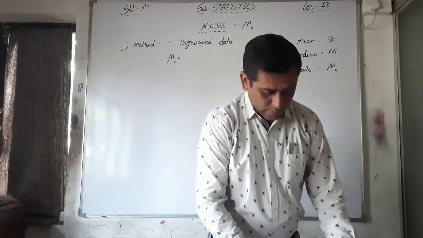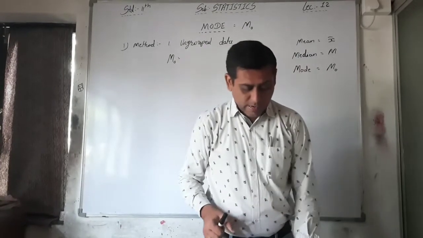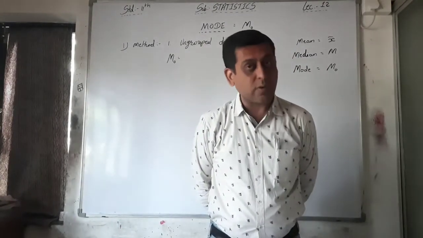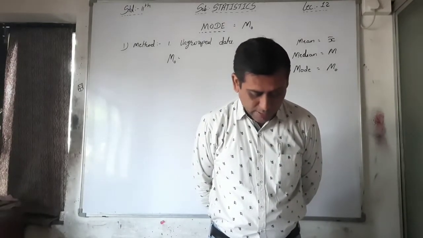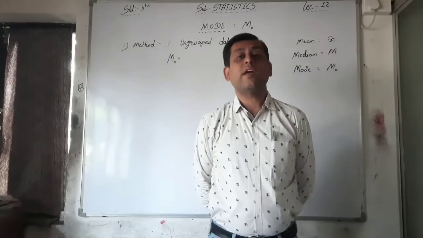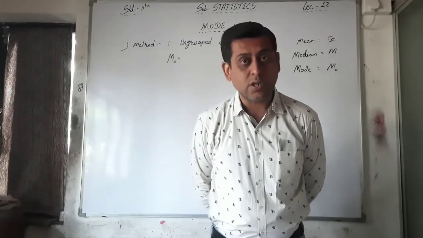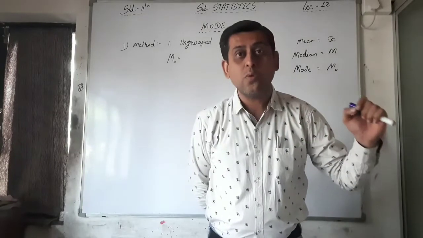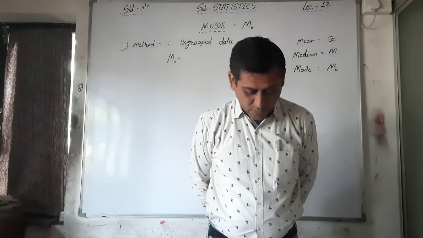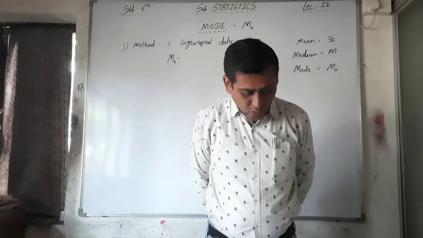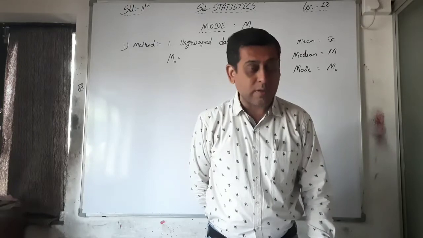I am reading the calculation of mode on page number 99 for raw data and for discrete frequency distribution. First of all, for raw data, the mode can be found simply by inspection. Not by calculation, only by inspection we can say which one is the mode of this data. We find the mode as the value among the observations which is repeated the maximum number of times, or the one which has the maximum frequency.